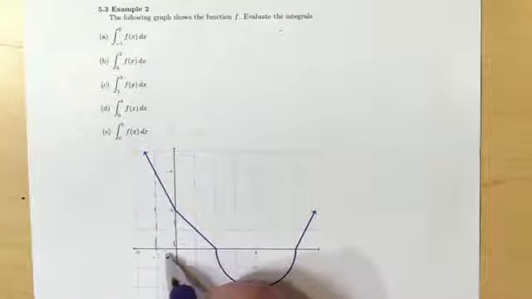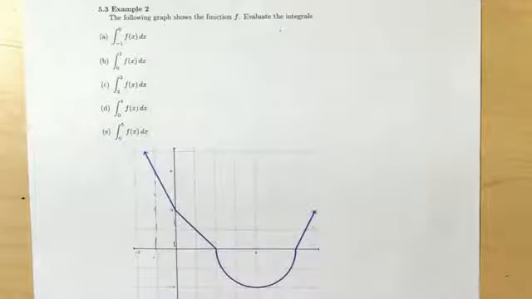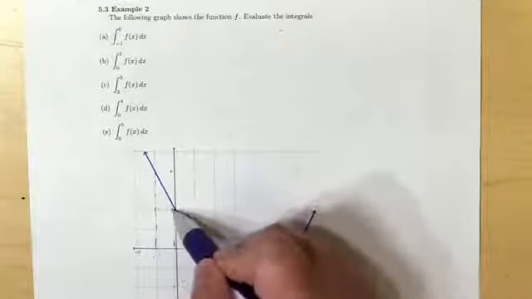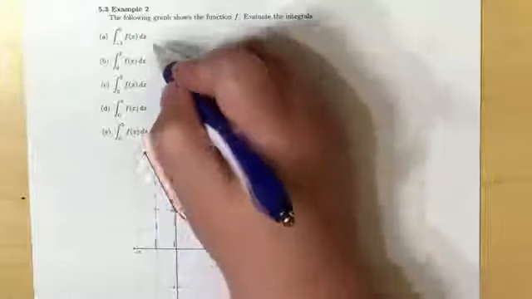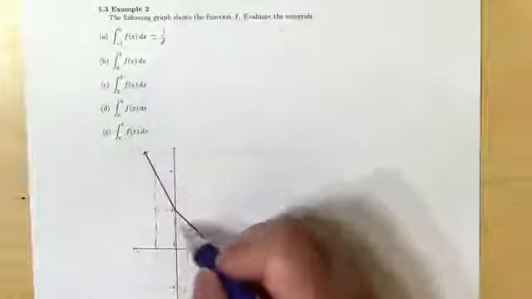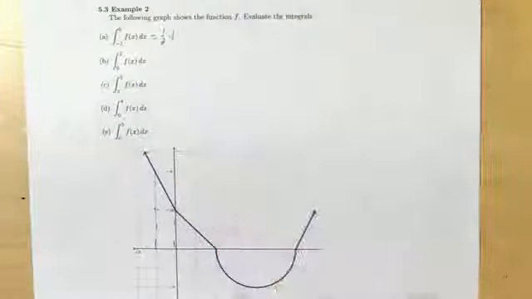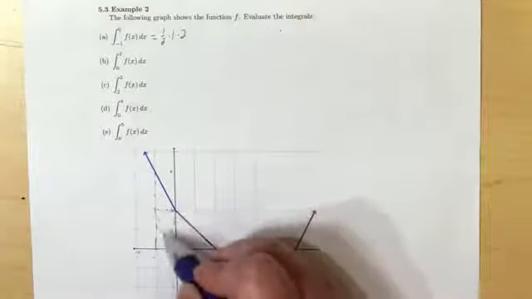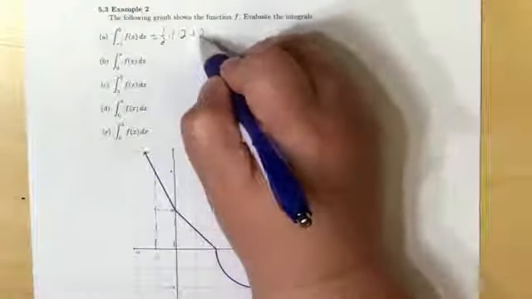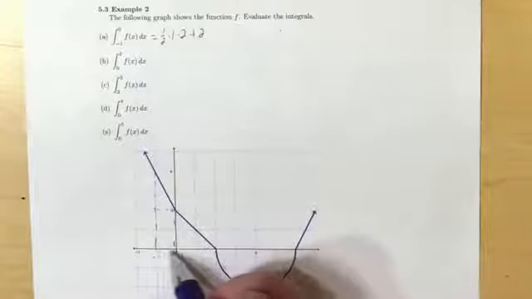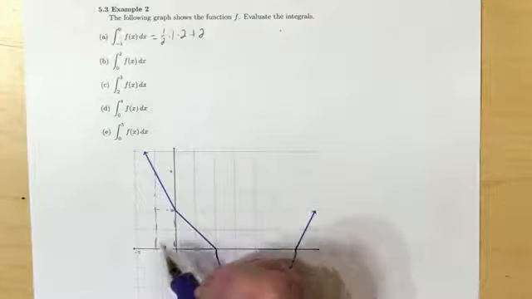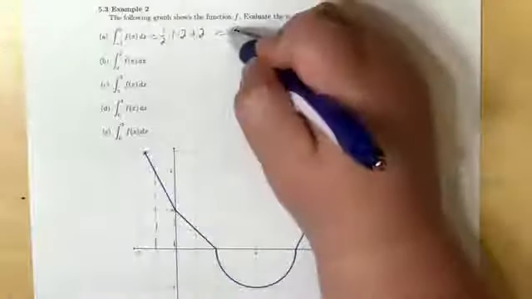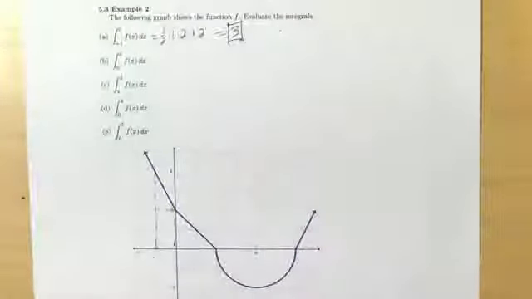from -1 to 0. And we see that we have two regions basically. We have one triangle with base 1 and height 2. And then we have this rectangle of width 1 and height 2. So that ends up being 3 for my answer for part A.